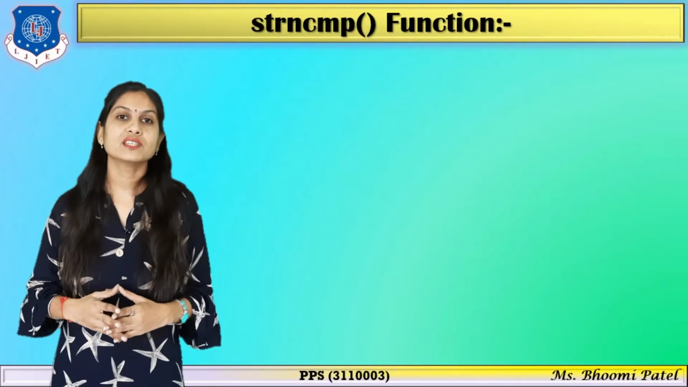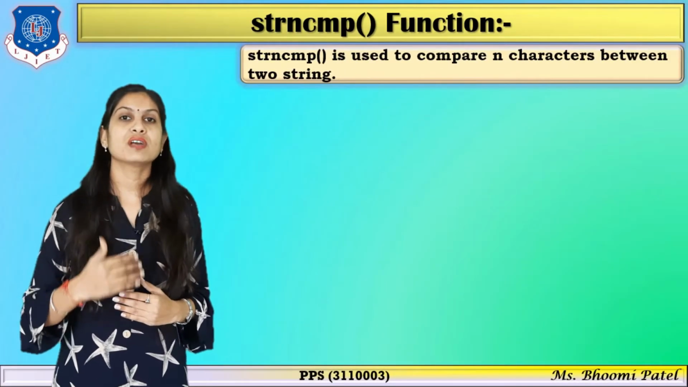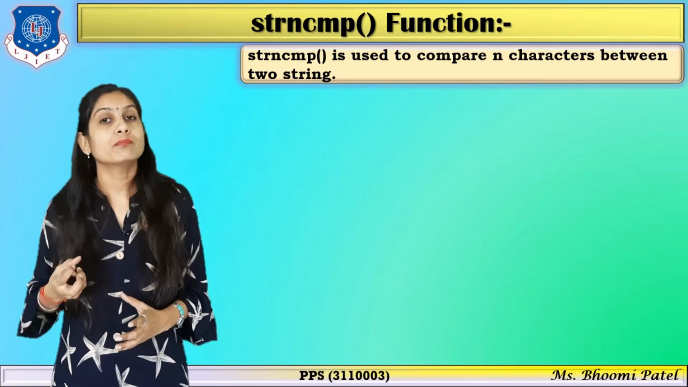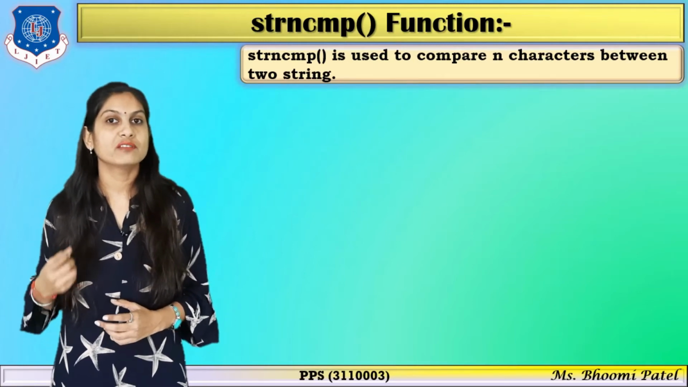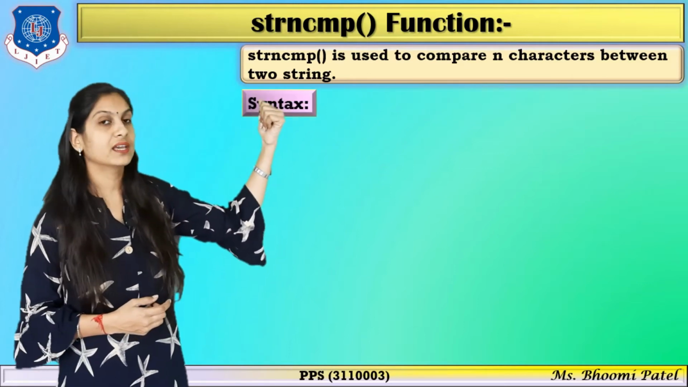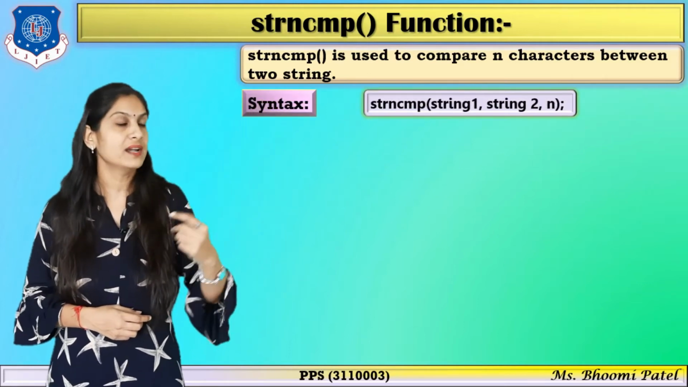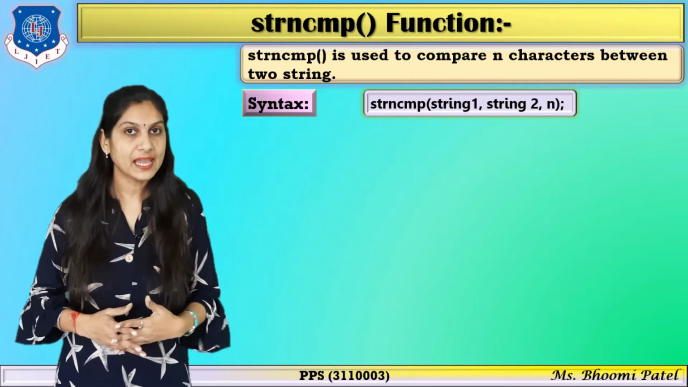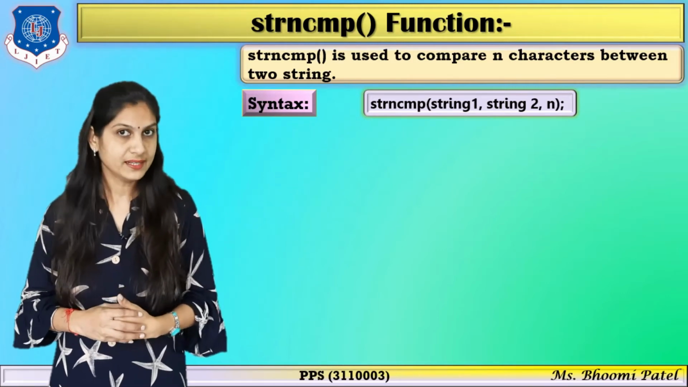Now move to the similar function. So what is the difference? It is similar to strncpy. It only compares a number of characters that depends on the value of n. Just see here in the syntax there are 3 arguments: s1, s2, that is string 1, string 2, and then n, and n is always an integer value.